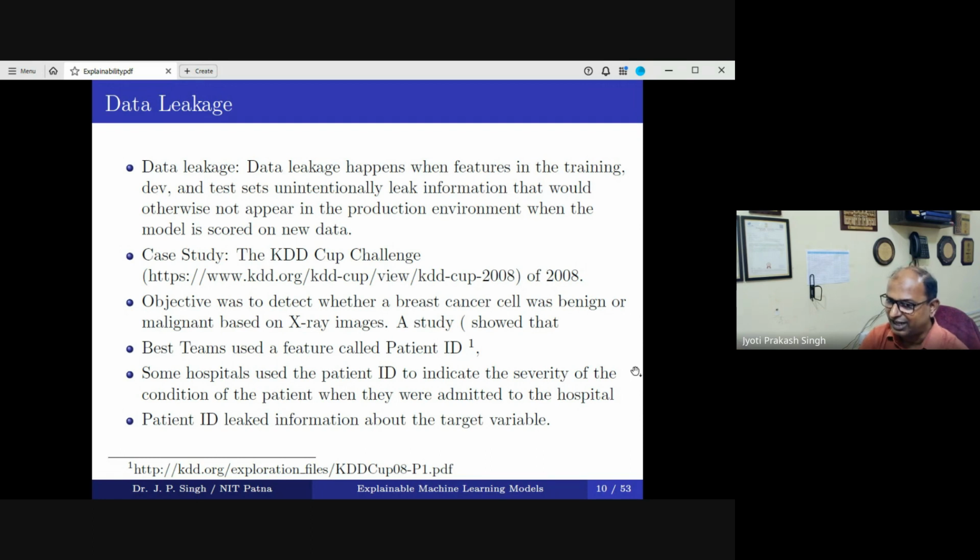So here the patient ID leaked information about the target value. That's what we call data leakage. It might happen that whenever you are writing a paper in this field or using a certain machine learning model, a lot of the time the reviewer gives a comment asking whether you have checked that there is no data leakage. They are in fact referring to this sort of problem.